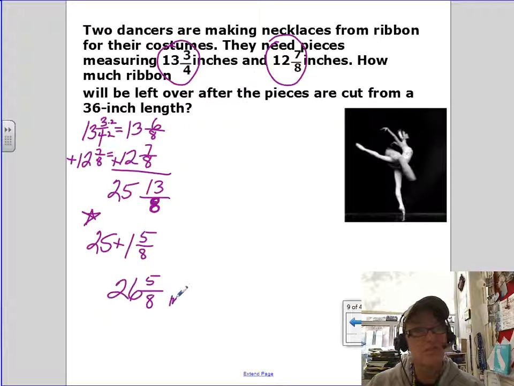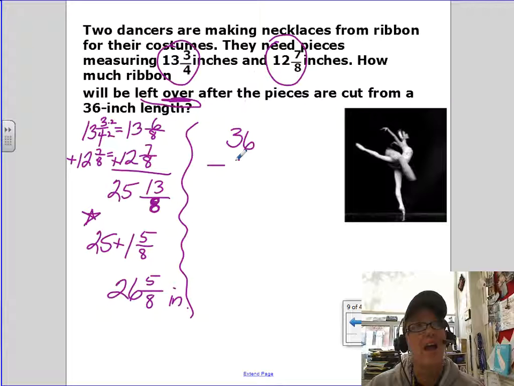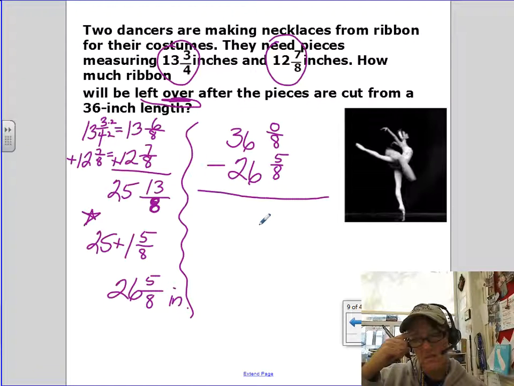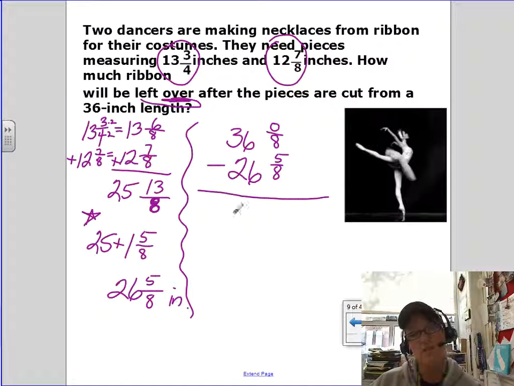This is just the inches that I need for the necklaces. I'm not done because, see, it said how much will be left over after these pieces are cut out from the 36-inch length. So we really need to take 36 now and subtract 26 and 5/8. Now, notice I'm writing this vertically because I need you to see something here. 36 doesn't have any fraction of eighths here. So just like you would if you had decimals and there was nothing above, you'd put a 0. I'm putting 0/8 in there, okay?